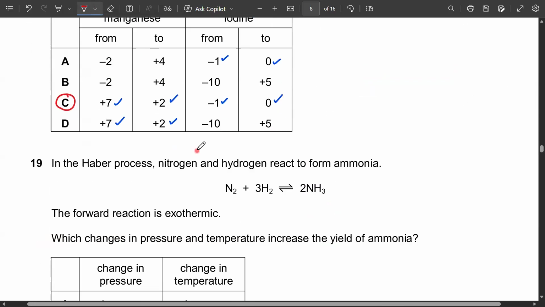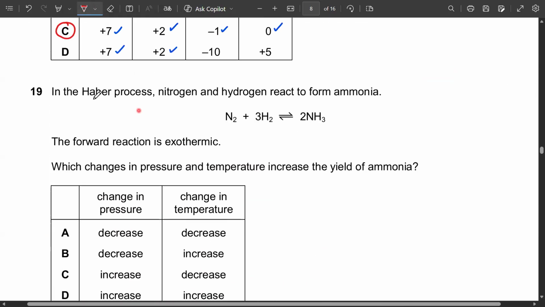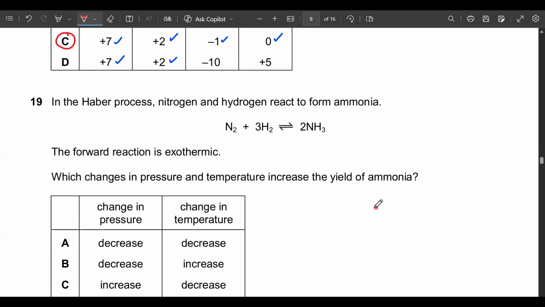And then our last question, according to the syllabus. In the Haber process, nitrogen and hydrogen react to form ammonia. The forward reaction is exothermic. Which changes in pressure and temperature increase the yield of the ammonia? Now here we need to understand the effect of the temperature and pressure on the amount of the yield. So that has to be revised from the topic of the equilibria.